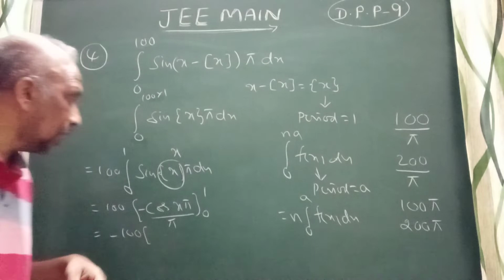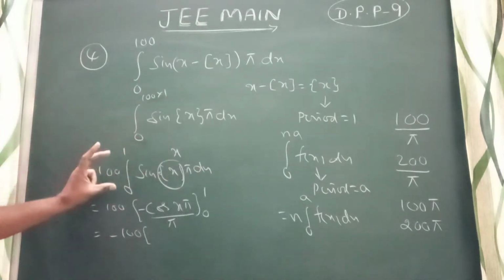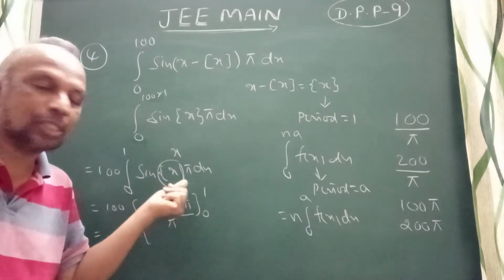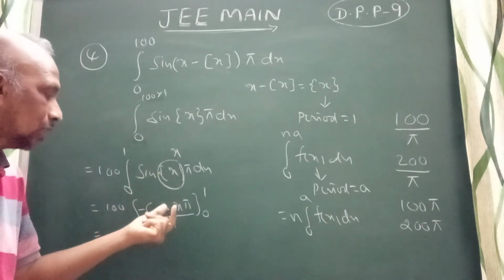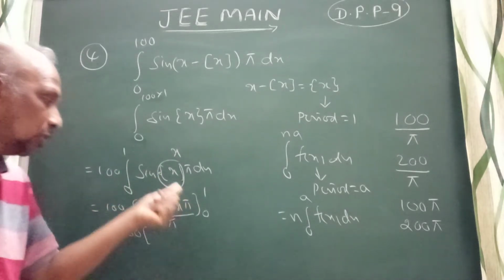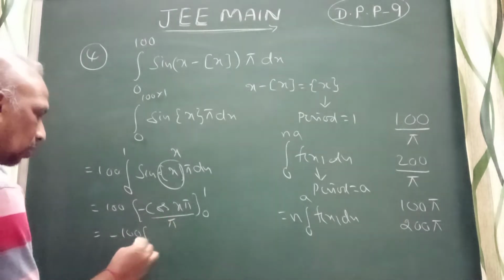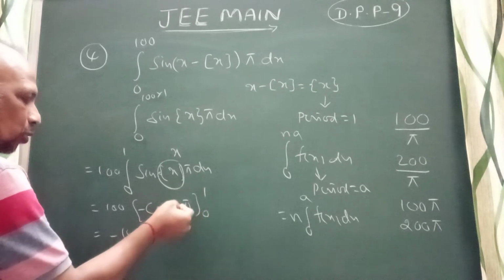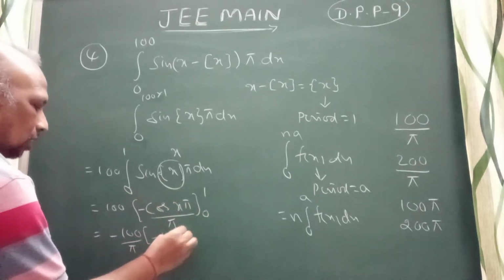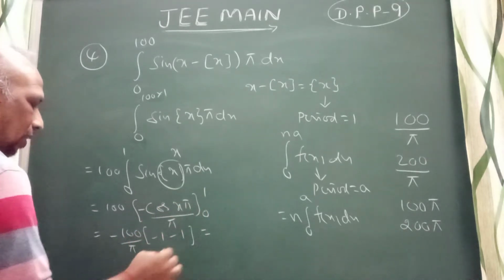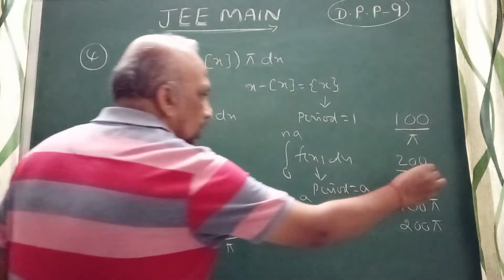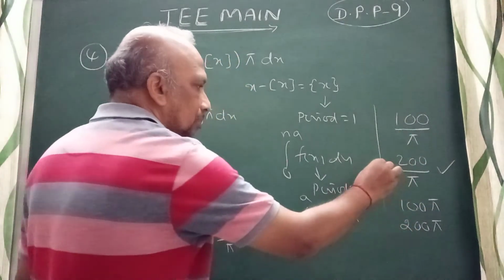Now I am saying the integral from 0 to 1 of the fractional part of x is x only, so sine x pi. The integral of sine x pi is minus cos x pi by pi, with limits 0 to 1. If we substitute this, minus 100 by pi times cos pi minus 1, this is minus 1, you will get 200 by pi. So this is your required answer, 200 by pi.